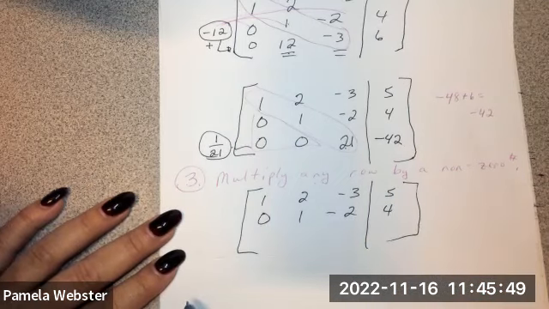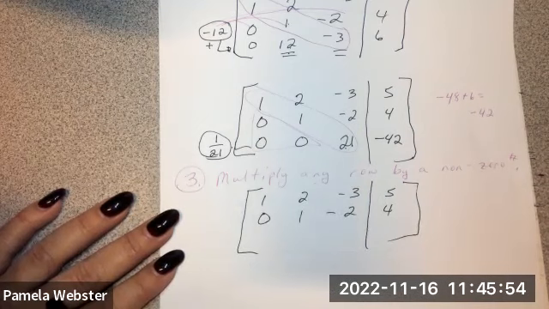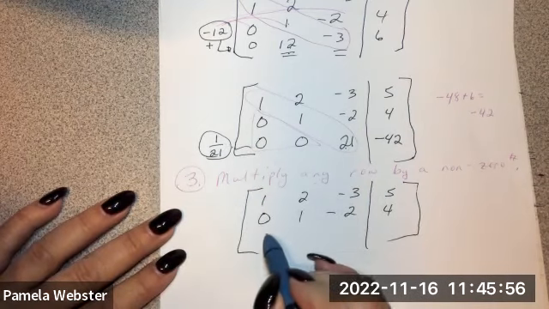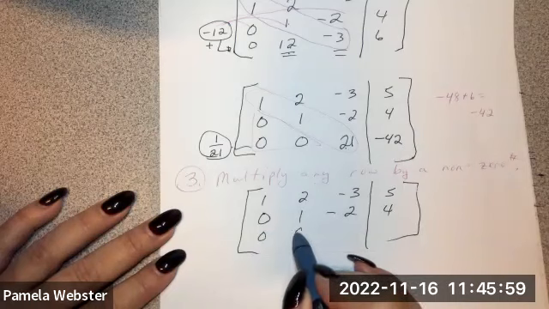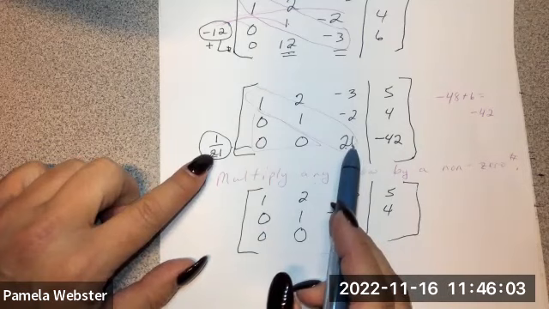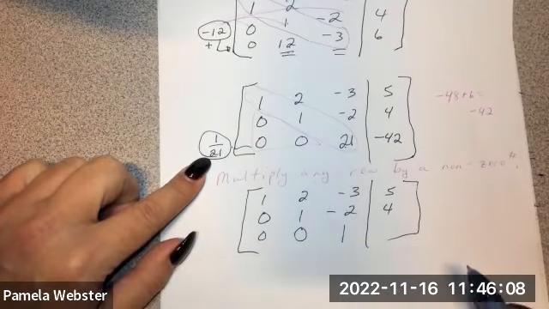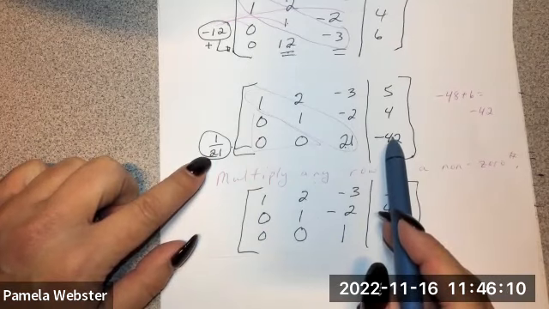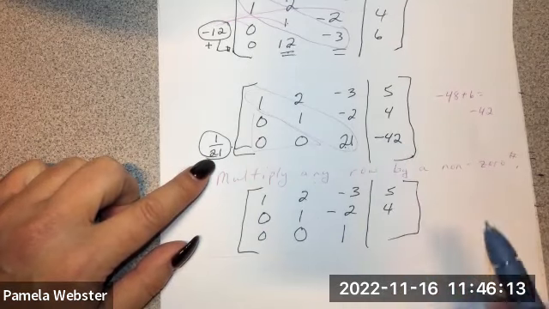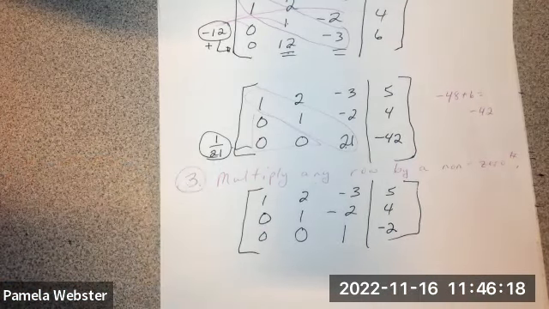The first 2 rows don't change when I multiply, so write the first 2 rows down again. When I multiply here, 0 times that is a 0. The other 0 is still a 0. But 21 times 1/21 is 21 over 21, so that's a 1. Ta-da, that's what I wanted. And luckily for us, -42 divided by 21 goes in evenly. That's a -2.